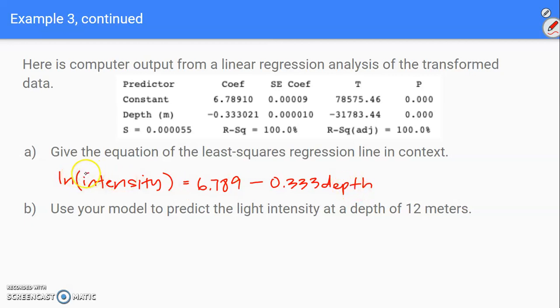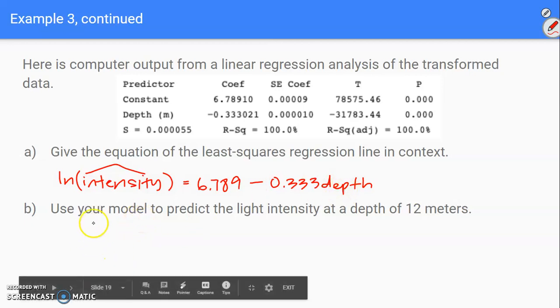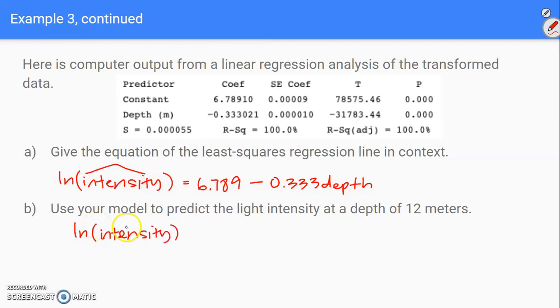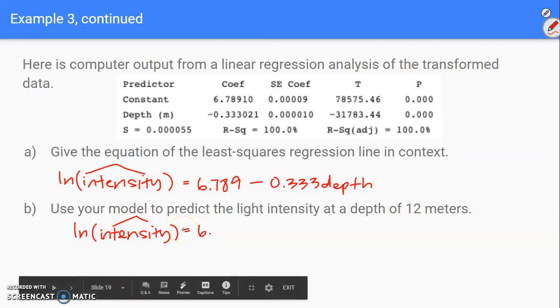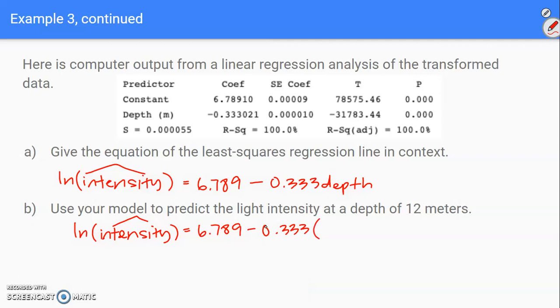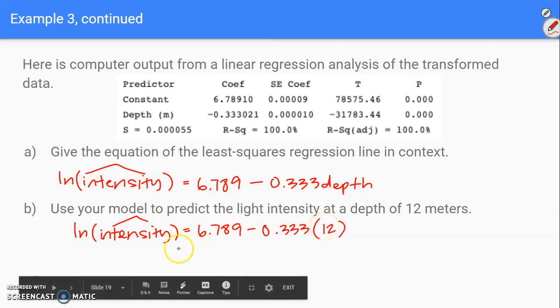So it's similar, and this should be predicted values. It's similar to what I did with the power model in terms of how I use it to solve. So my ln of intensity, which is what I'm solving for, and that's a predicted value, is going to be 6.789 minus 0.333, and I'm doing a depth of 12 meters. On the right side, that's all numbers, so I can put that in my calculator real quick, and that gives me 2.793.